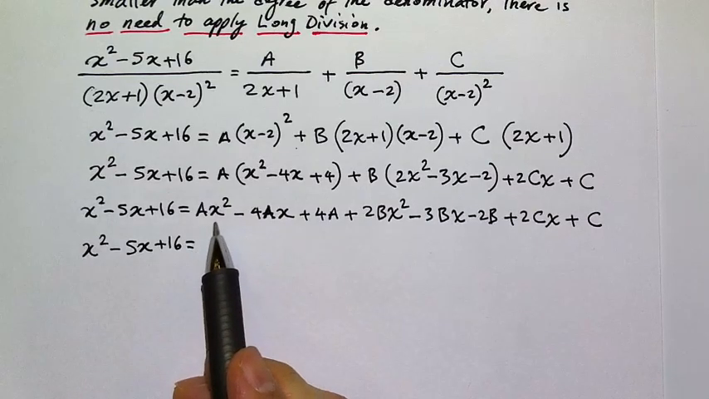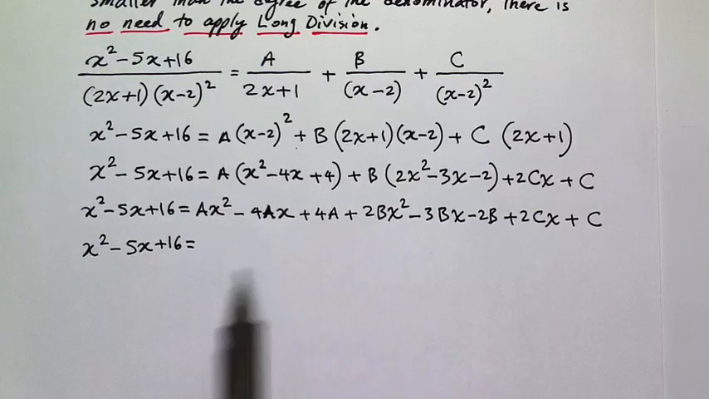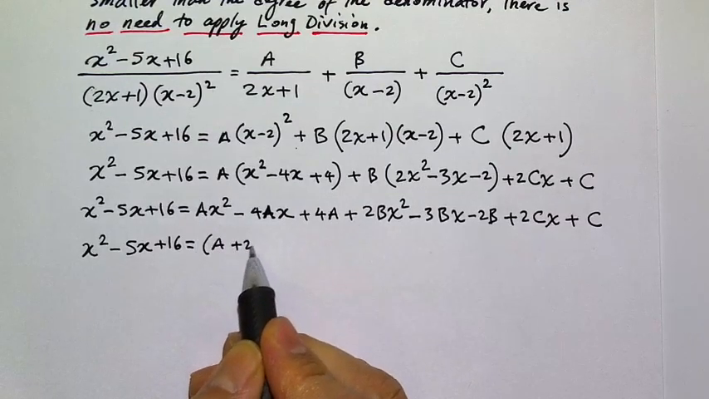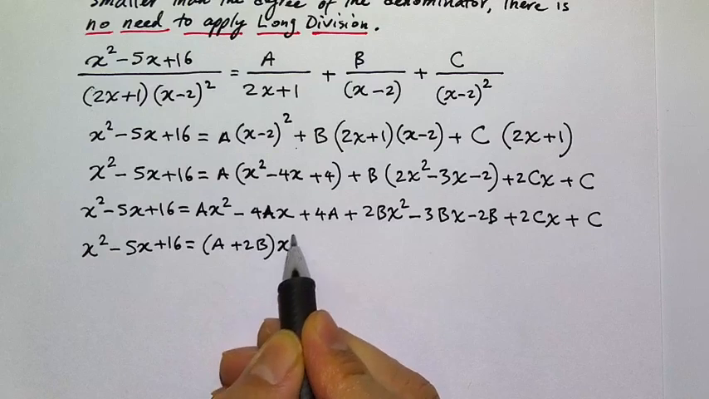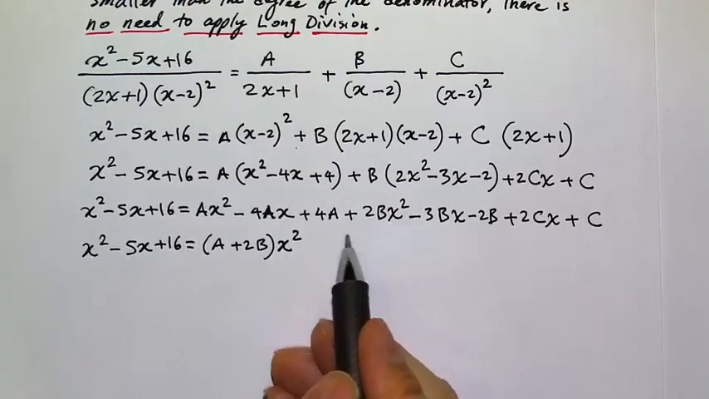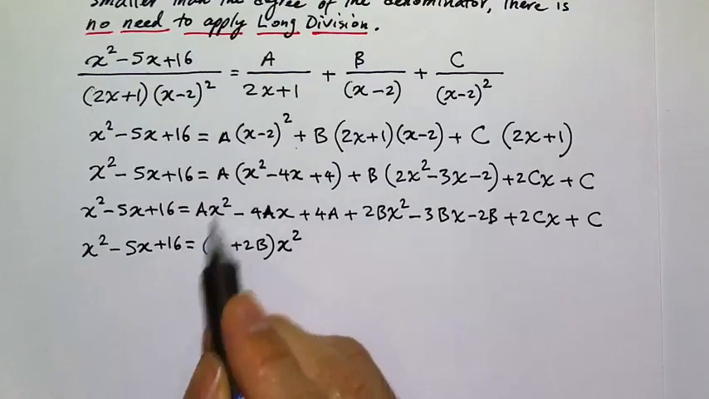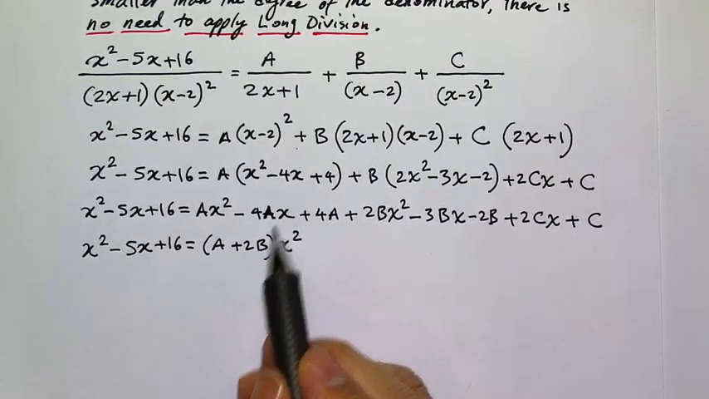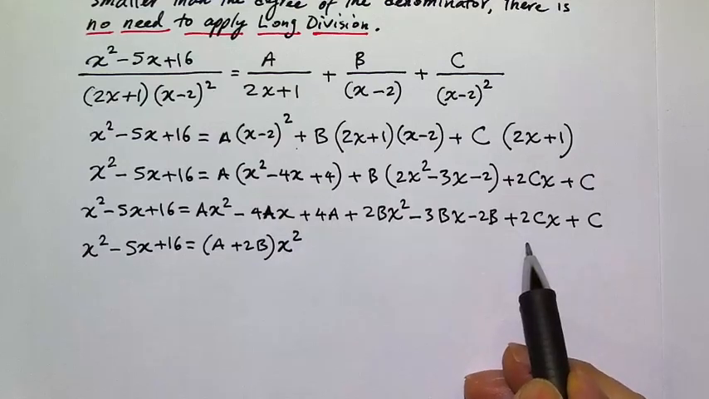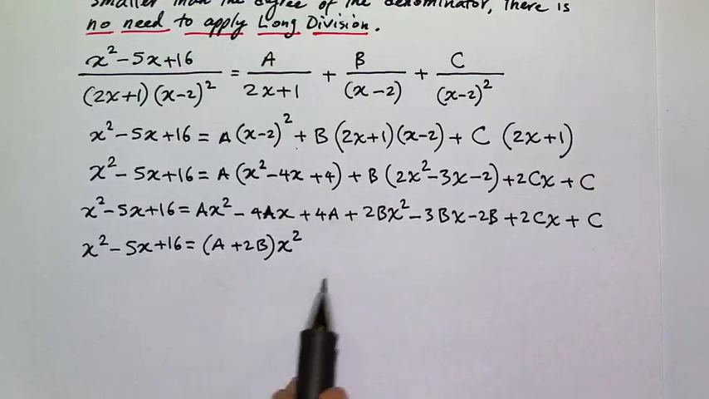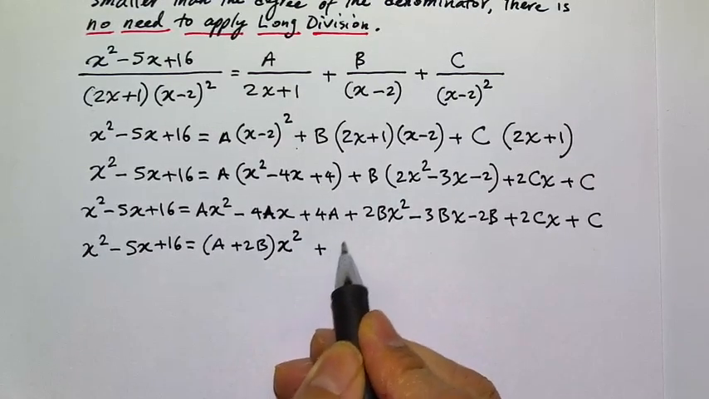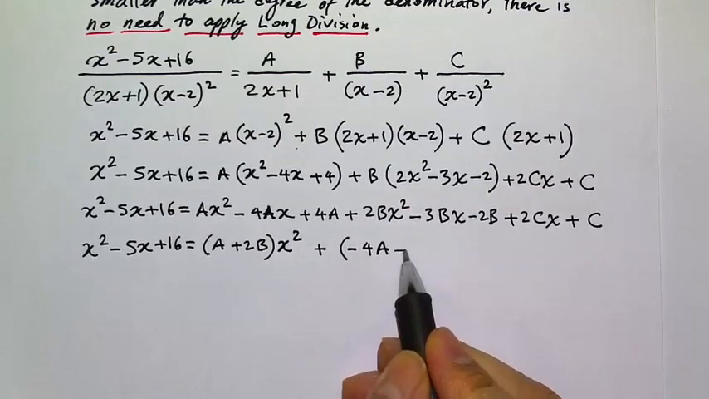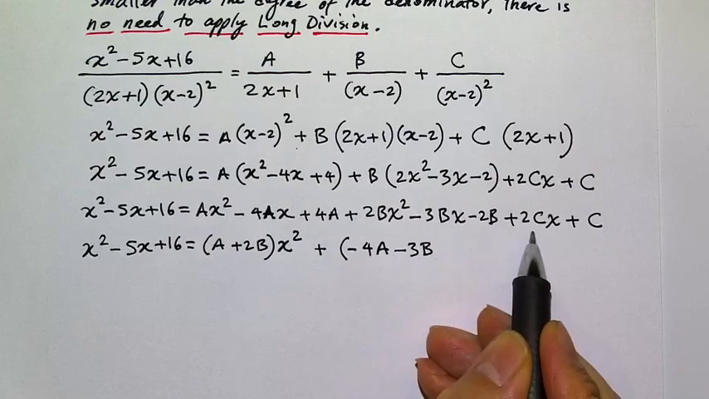So once again, we have to combine all the x squared terms. That would be a plus 2b, and x squared factored out from these two terms, right? We get that. Then the x terms are this one, and that one, right? So we have plus minus 4a minus 3b plus 2c.